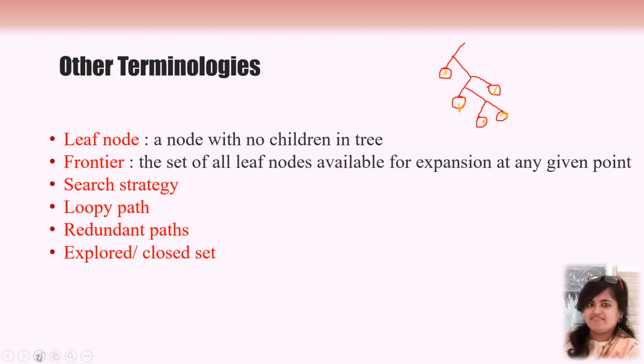Now there is another concept of loopy path. So what is a loopy path? Suppose you have this one particular node. From this is one expansion of the node. Now from these are the expansion of the node. Now this is this thing, right? So there is a loop formed over here. Just check. So this is known as a loopy path.